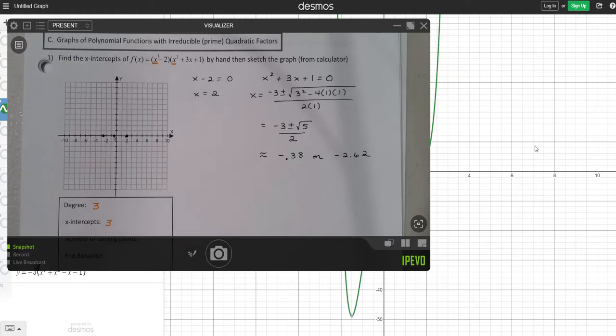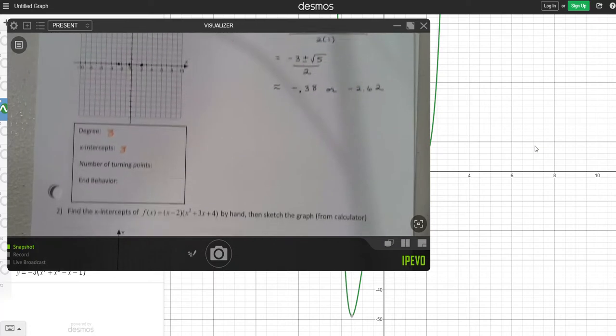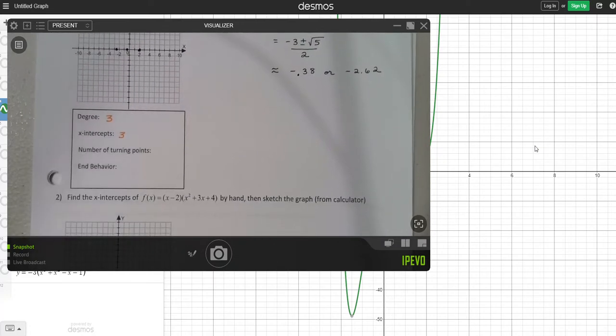All right, I want to predict what this one's going to look like before I look at it on Desmos. We'll hold off on the turning points for a minute, but let's think about the end behavior.